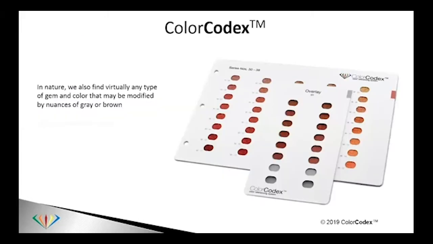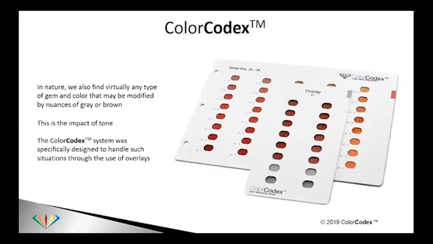Now, the third element of color, which we haven't talked about yet, is tone, or the lightness to darkness. And so in nature, we find that virtually every type of gem may be modified by nuances of gray or brown. And this is the influence of tone, or a tonal value. And so the ColorCodex system specifically was designed to handle these with the use of overlays.